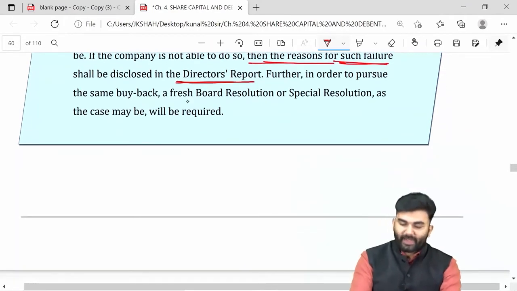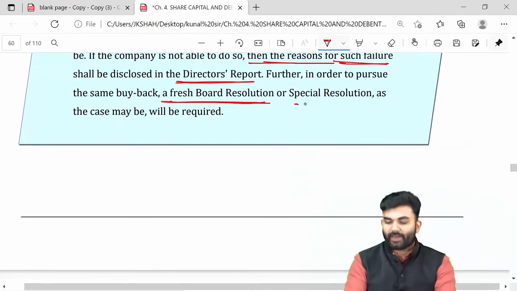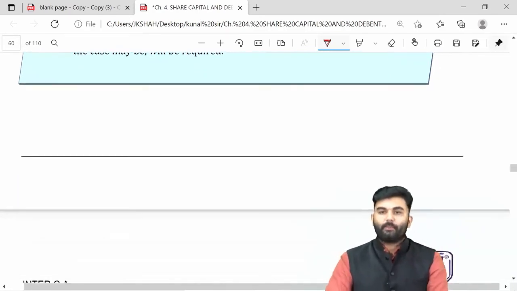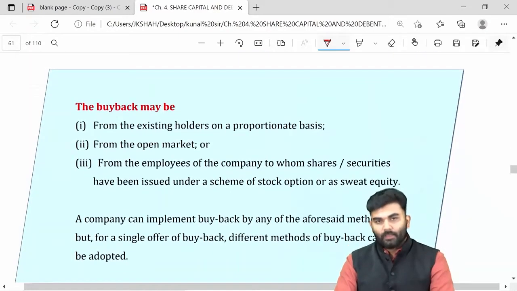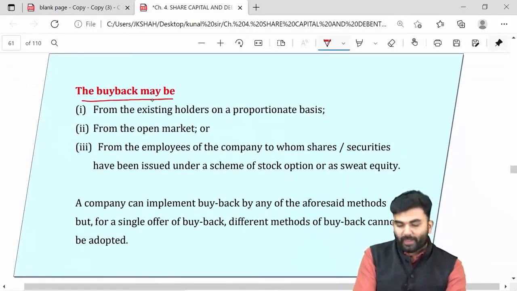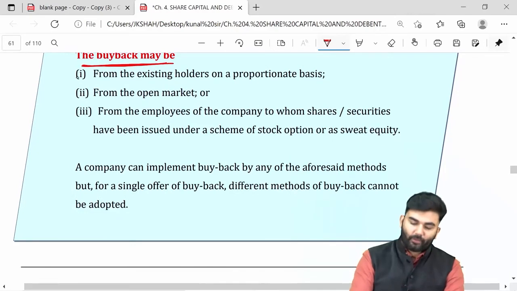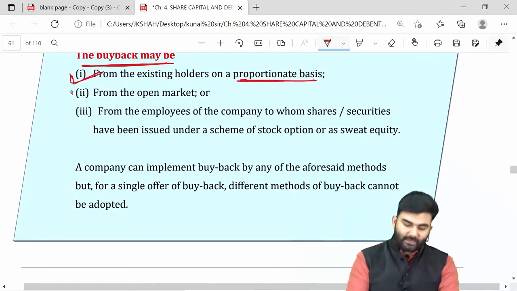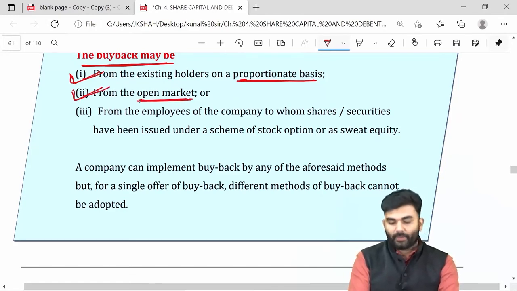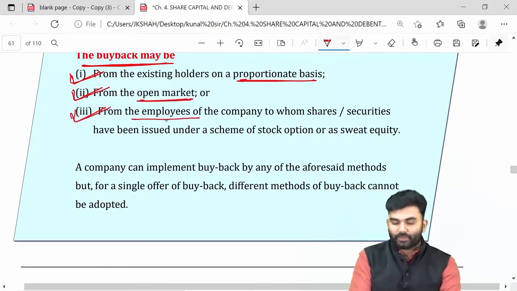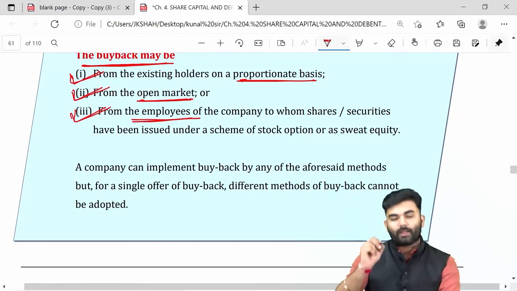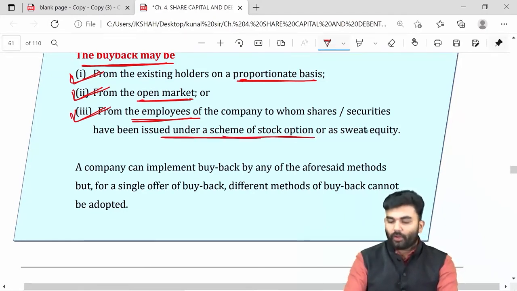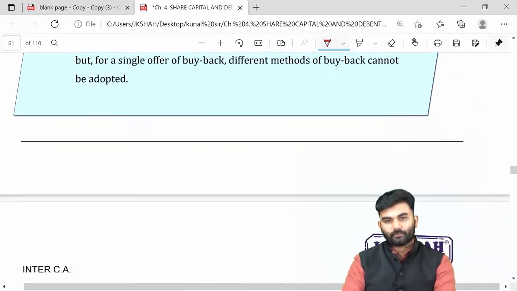In fact, a fresh board resolution or a fresh special resolution will be required in order to complete the balance procedure. Whenever the company wants to go for a buyback, the company can buy back either from its existing shareholders on proportionate basis, or else from the open market, or else the company can approach its employees to whom the company had issued the shares under ESOP schemes or under sweat equity shares.